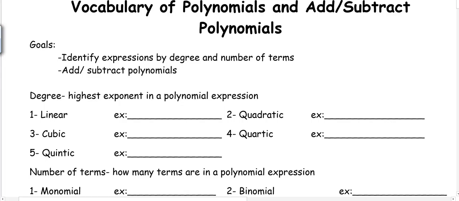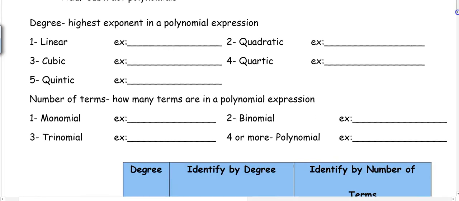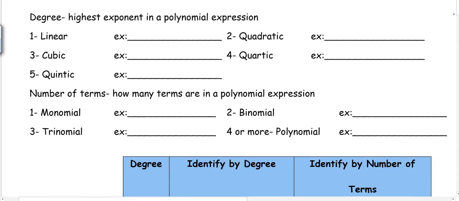This video is about the vocabulary of polynomials and adding and subtracting polynomials. So the goal of this is to identify expressions by degree and number of terms and to add and subtract polynomials. So first let's start with the vocab. There's two ways to identify a polynomial. One is by degree and the other is by the number of terms.